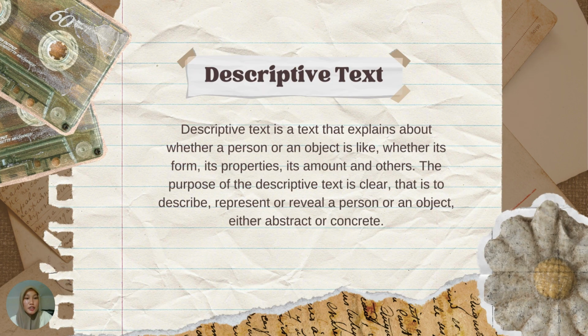Okay, this is the definition of descriptive text. Descriptive text is a text that explains what a person or an object is like, whether it's its form, its properties, its amount and order. The purpose of the descriptive text is clear, that is, to describe, represent, or reveal a person or an object, either abstract or concrete. We can also say that descriptive text is about sensory experience, how some things look, sound, and taste.